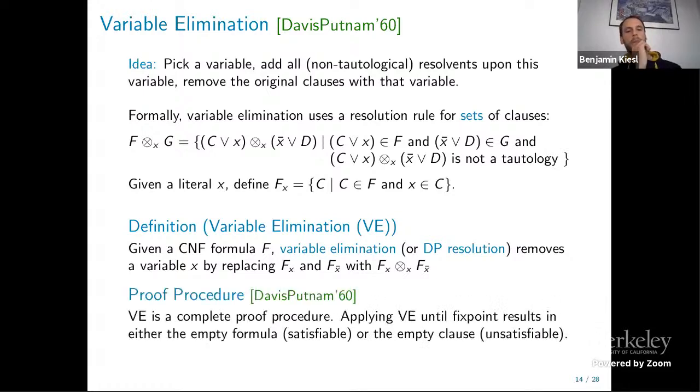And if you do this until fixed point, so you pick a variable, you eliminate it, you pick the next variable, you eliminate it, and you go on until a fixed point, then what you get is either the empty formula, which clearly is satisfiable, or the empty clause, which clearly is unsatisfiable. So you have a full proof procedure for propositional logic as introduced originally by Davis and Putnam, very popular. Basically, the first nice proof procedure that current SAT solving is based on, but with way more details nowadays.